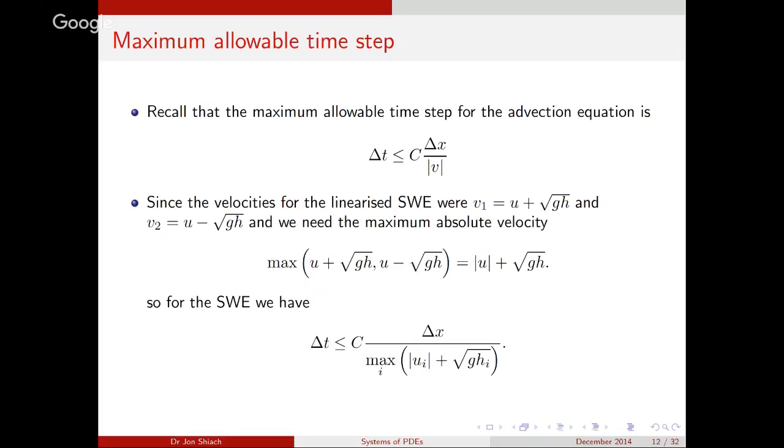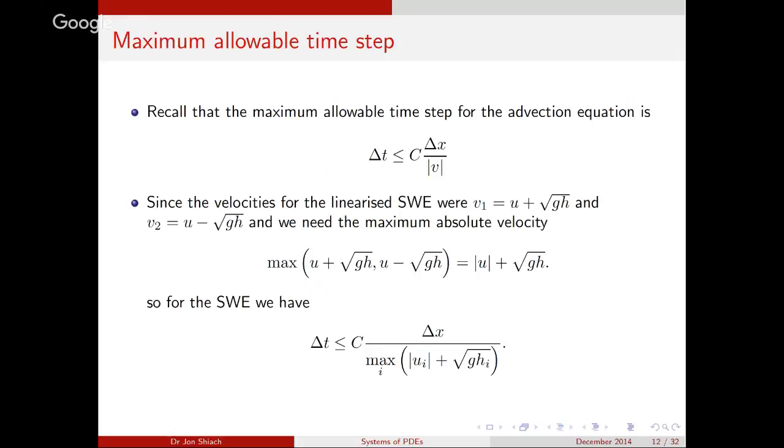And we use that in the calculation of the maximum allowable time step. This ensures that our numerical solvers are stable. It means we can use them. So instead of v, we've got the maximum absolute eigenvalue, which is just the maximum of the absolute value of u plus root gh. We've got to do that at every time step.